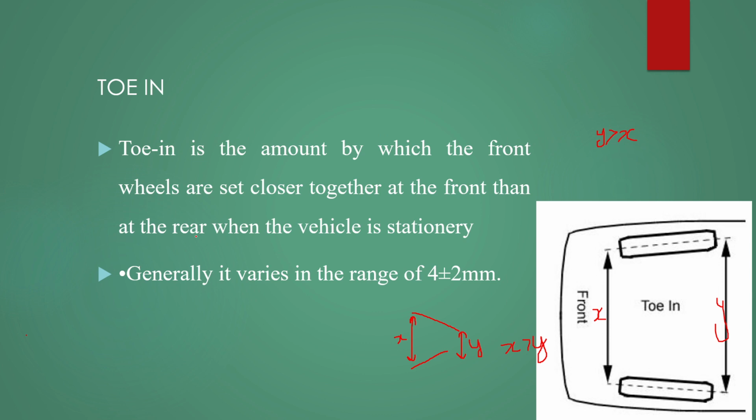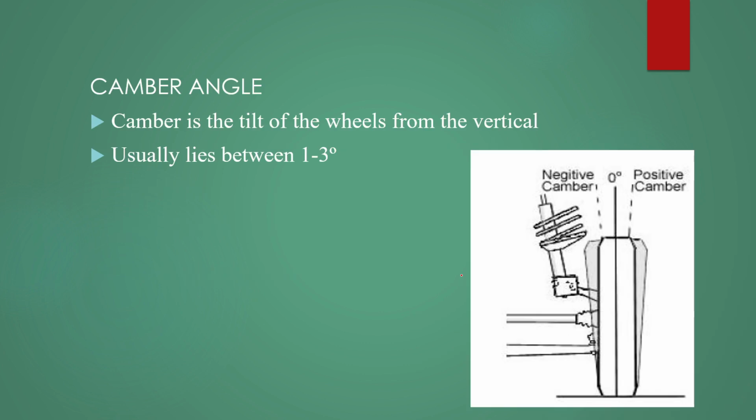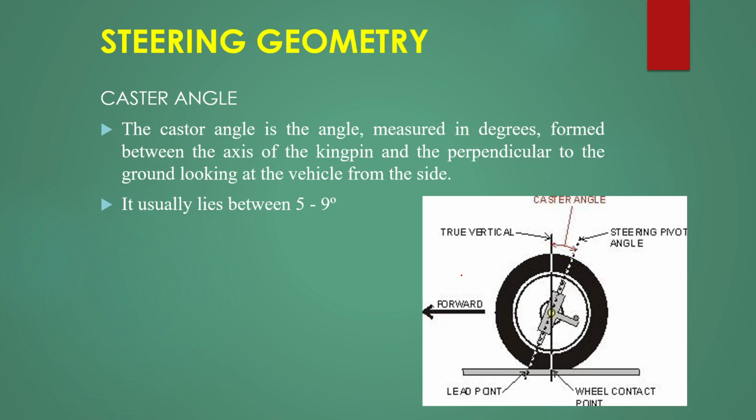So these are the proper values: toe should be 4 plus or minus 2 mm, camber angle between 1 to 3 degrees, and caster angle between 5 to 9 degrees. All these things have to be checked properly; only then will the steering be proper and the operation of the tractor smooth.